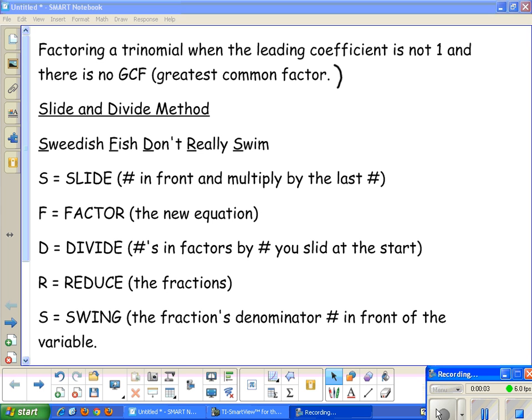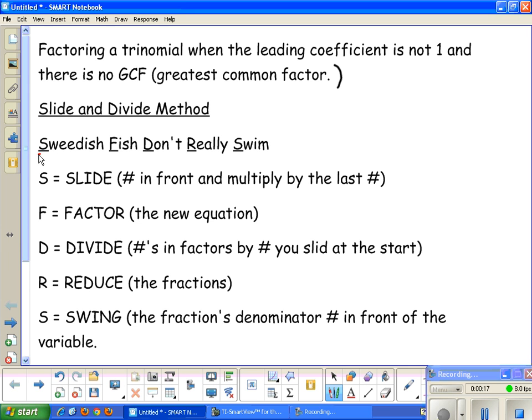Factoring a trinomial when the leading coefficient is not 1 and there is no GCF, which means greatest common factor. I use what's called the slide and divide method, and the mnemonic device that I use is "Swedish fish don't really swim."